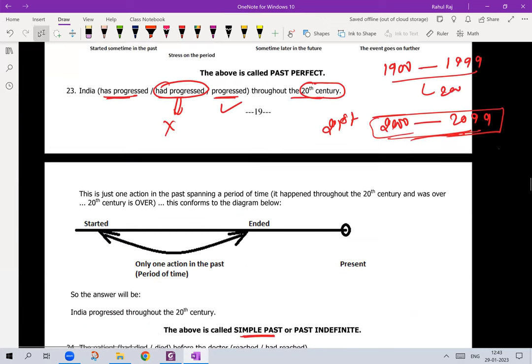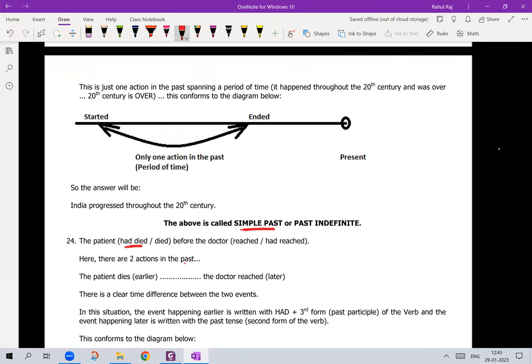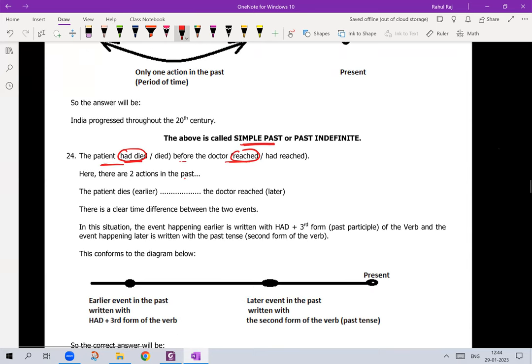Okay. So imagine this one. The same thing again. Question number 24. The patient had died before the doctor reached. So patient had died is one action. Doctor reached is another action. So this is fine because first patient died and then doctor reached. So there are two actions in the past. The patient died earlier. Doctor reached later. Clear time difference between the two events. In such situation, the event happening earlier is written had plus third form. Event happening later is written simple past.